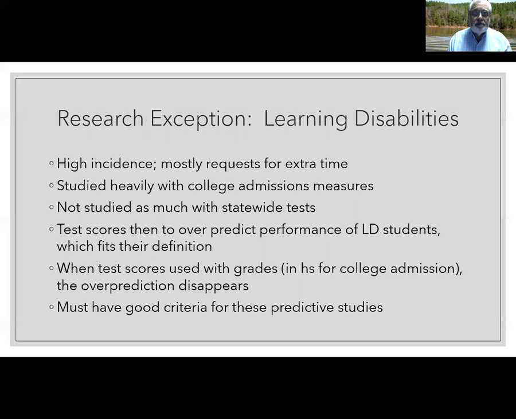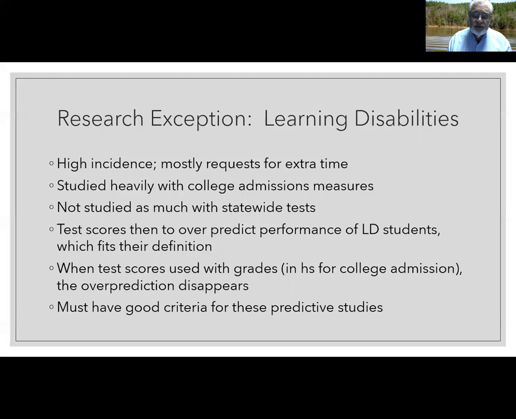One of the biggest findings is that test scores for people with learning disabilities, who mostly are asking for extra time, often overpredict their performance in educational settings. That would be true with college admissions measures, that the test itself overpredicts to some extent. And it actually makes sense, because the definition of a learning disability is that the person has higher ability than achievement. So as I said, it makes perfect sense.